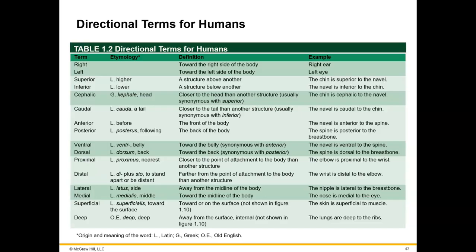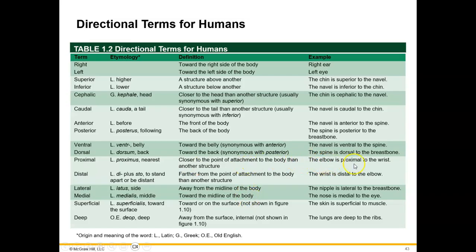Here's a table on the directional terms and some examples. So the chin is superior to the navel. That means the chin is up, the navel is down. The chin is higher up toward the head than the navel. And then let's just go to proximal and distal, because I think they are kind of hard sometimes.